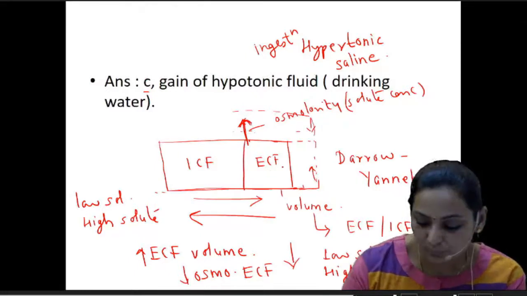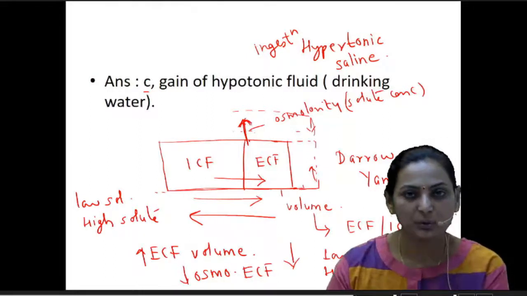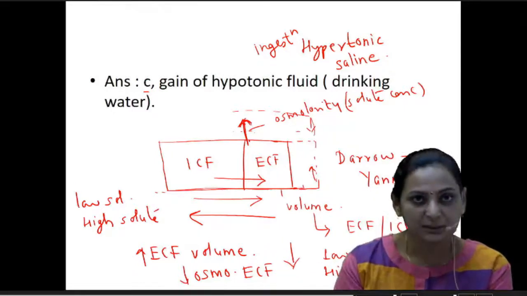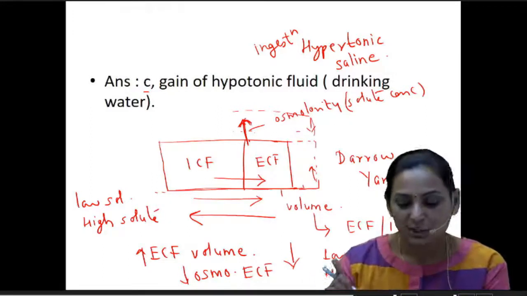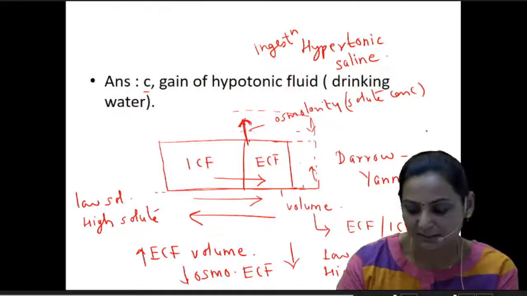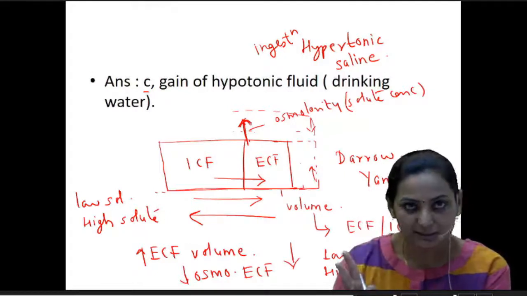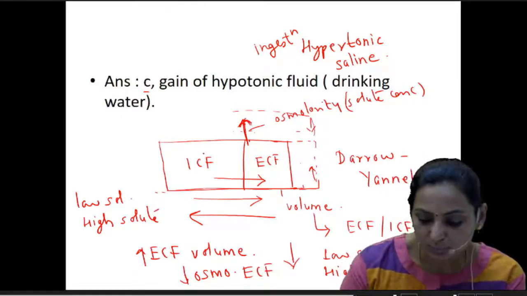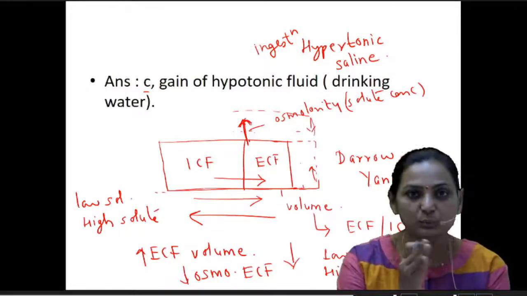So the movement of fluid will be from the ICF to the ECF. Why? Because I have drunk hypertonic saline or a hypertonic fluid. So I have increased the ECF volume. I have also increased the ECF osmolarity. Because the osmolarity of the ECF has increased, the fluid will move from the ICF to the ECF.